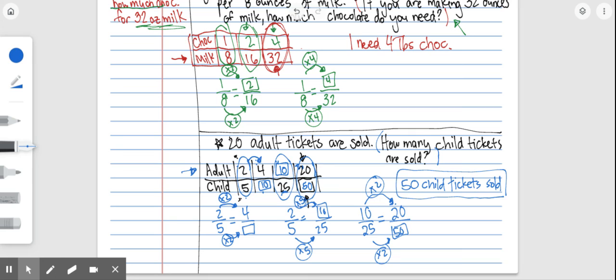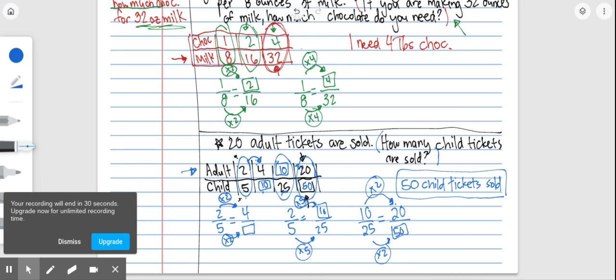So not only can I fill out the table, but I need to use the table to answer the question it's asking. So that's what today is about, is using the table to answer questions.